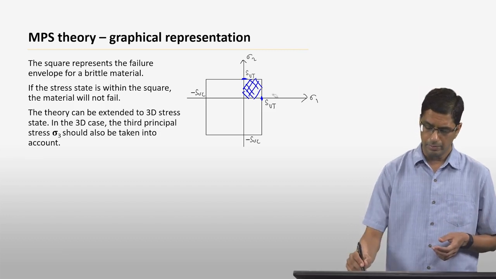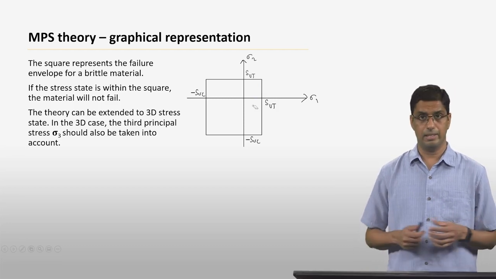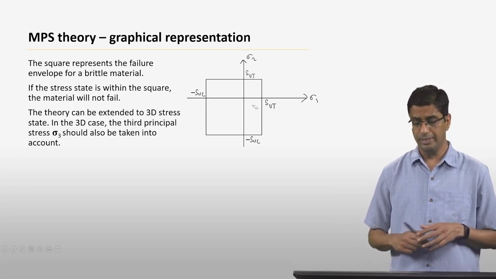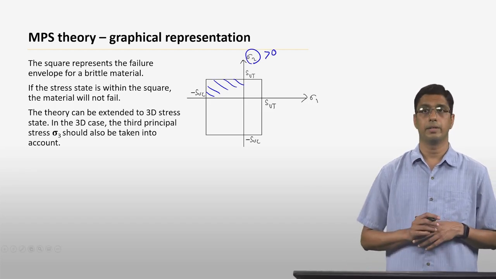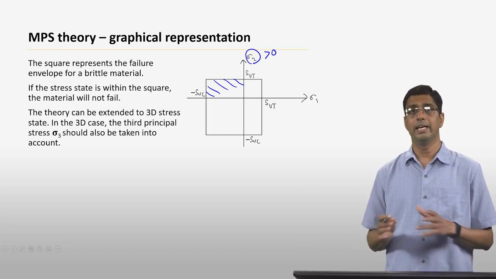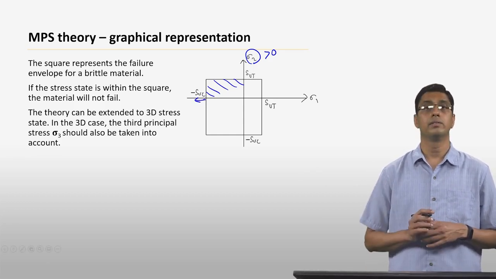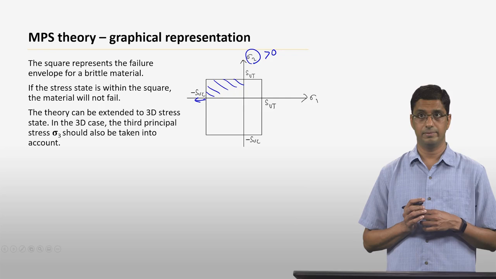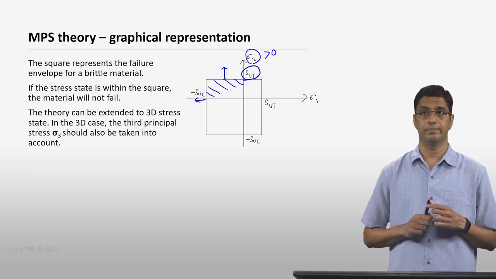Okay? Now, when you go to the other three quadrants, right? So this quadrant, if you think about it, sigma 2 is positive. Okay? So what matters is sigma 1. Okay? If sigma 1 becomes more than SUC, then it's going to fail. On the other hand, if sigma 2 becomes greater than SUT, it is going to fail.